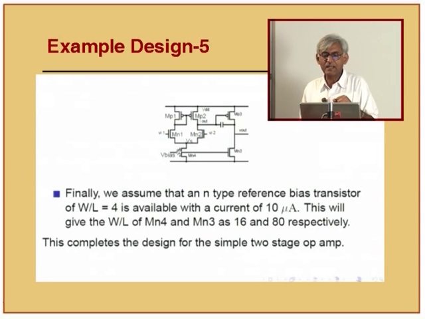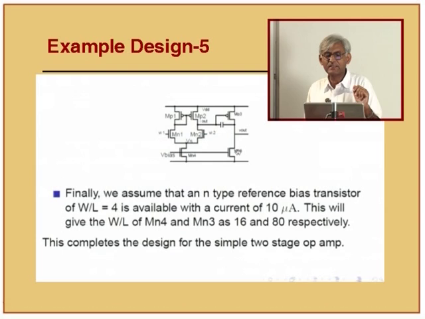Okay, so this guy will then have to be what size? This is 40 microamps, right? 20 plus 20. So 4 times the size. Therefore, its W by L will be 16. Right? A W by L of 4 gives you 10 microamps. Therefore, a W by L of 16 will give you the required 40 microamps. Correct? And similarly, this has to be 160. Sorry, 80. It is 5 times the current of this, 10 times of this. Right? So this is 16, this is 80.